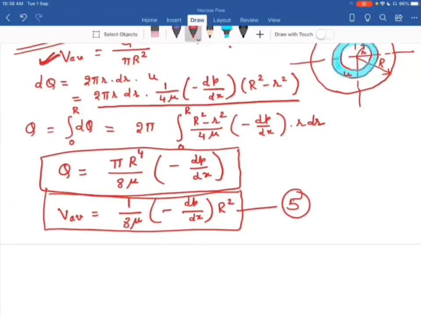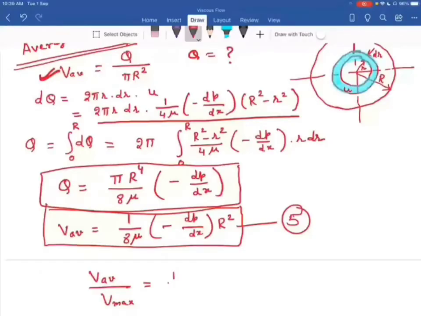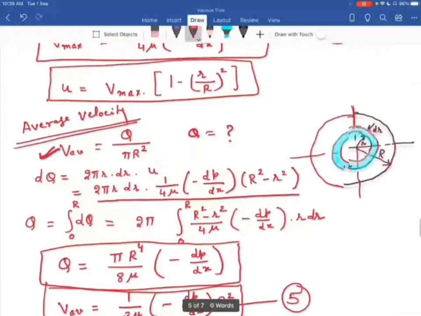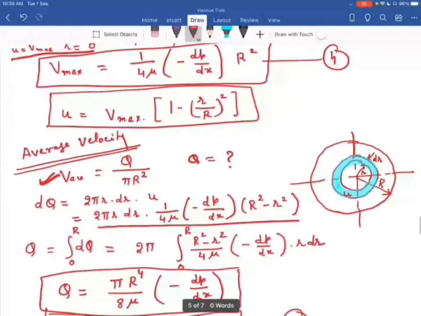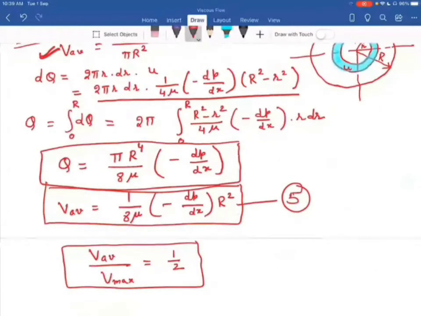Next you find out the ratio of V average to V max. For the circular pipe, you can see equation number 4 for V max and equation number 5 for V average. So divide equation 5 by equation 4, and you see this ratio is 1 by 2. When you divide both equations, V average to V max comes out to be 1 by 2.